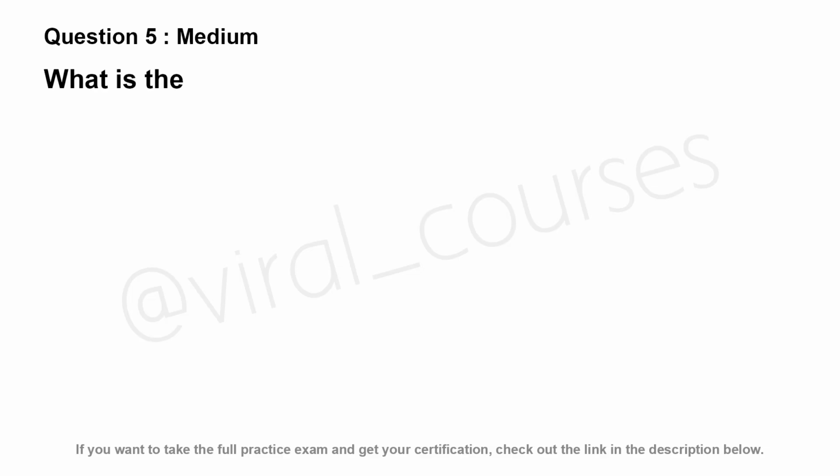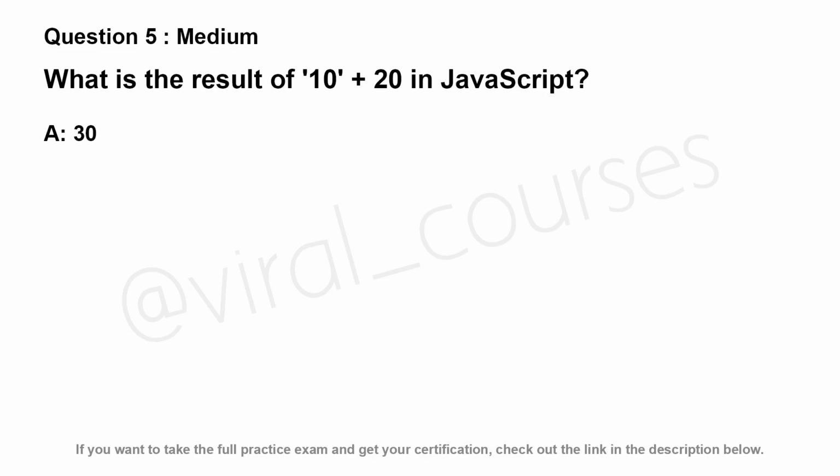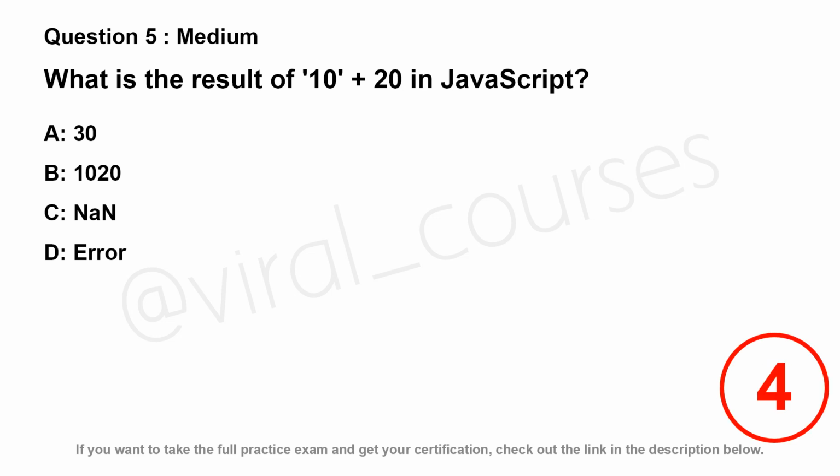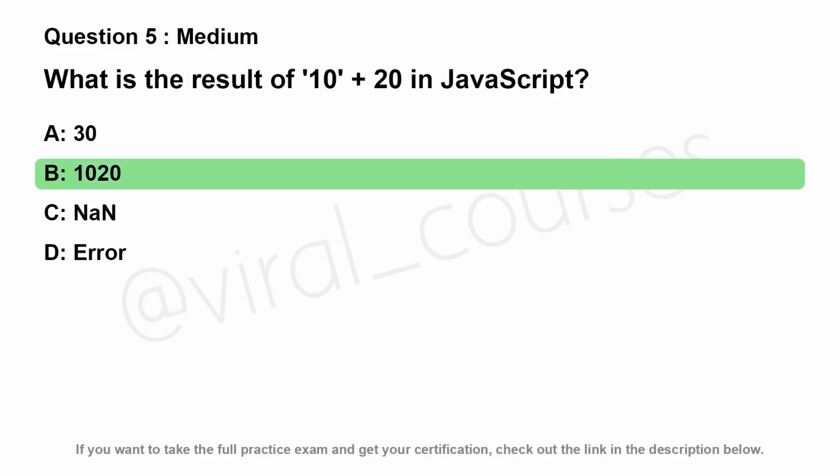What is the result of "10" + 20 in JavaScript? Option A, 30. Option B, 1020. Option C, NaN. Option D, error. The correct answer is B.